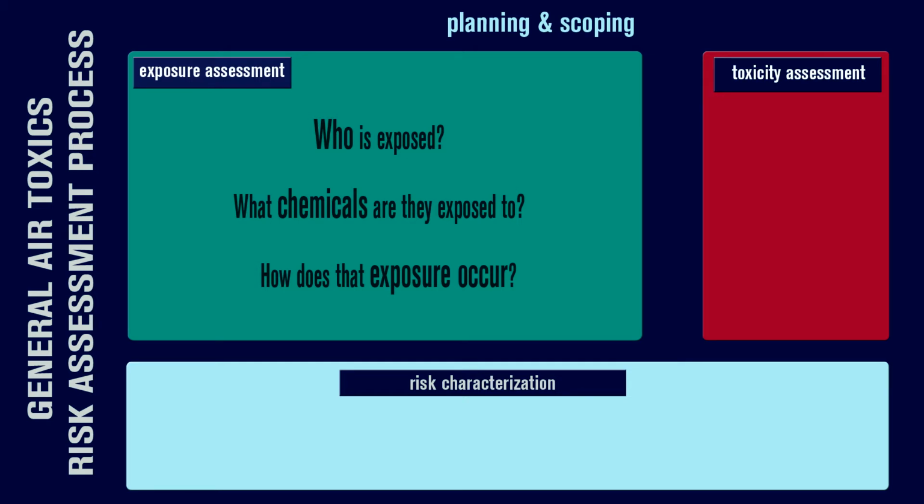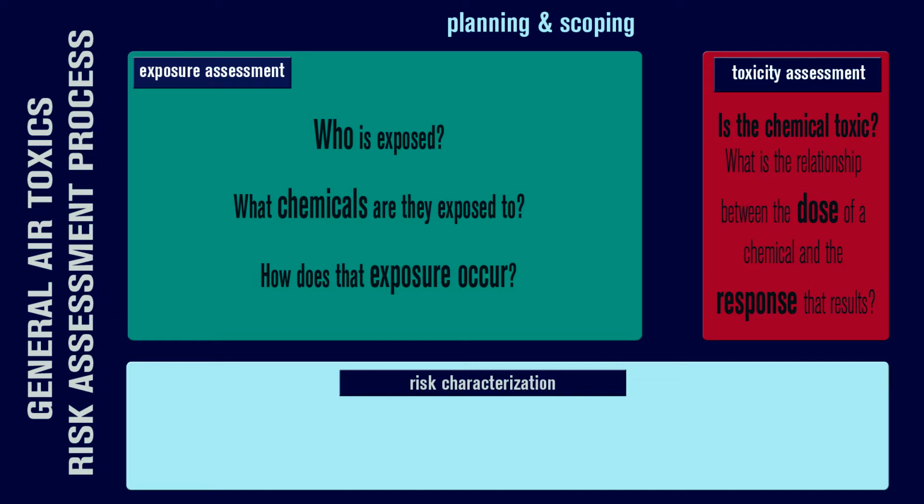In toxicity assessment, the first question we ask is, is the chemical toxic? Can benzene cause an adverse effect, for example? Once we've established that it can be toxic, then we ask, what's the relationship between how much I'm exposed to and the degree of the response? In other words, how toxic is it?